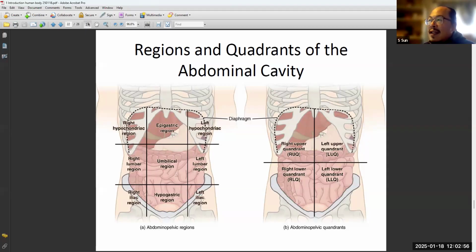Or we can separate it into nine regions. Right hypochondriac region, epigastric regions, and the right lumbar, left lumbar, umbilical regions, right iliac. This bone is called ilium. Right iliac region, left iliac region, hypogastric, lower right hypo. Hypo means lower. So that's the regions.